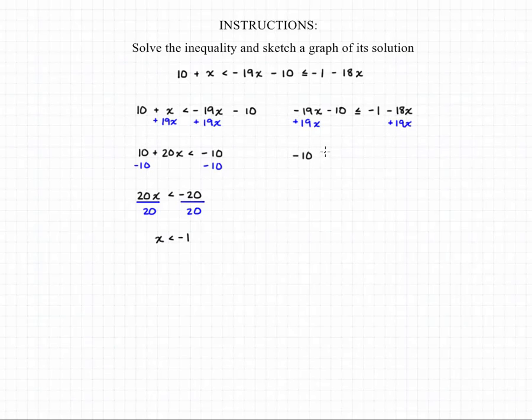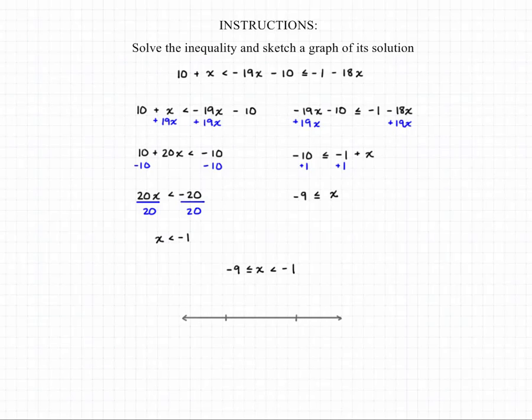10 is less than or equal to negative 1 plus x. Add 1 to both sides of that inequality, and we'll have negative 9 is less than or equal to x. And we can combine these two together to make negative 9 is less than or equal to x, which is less than negative 1.